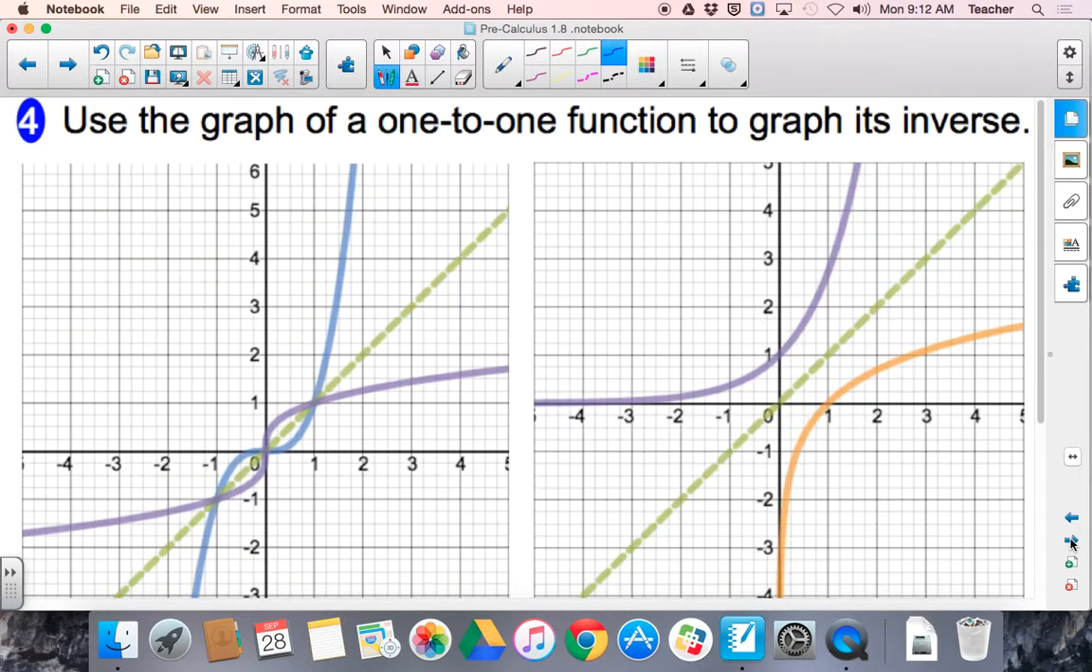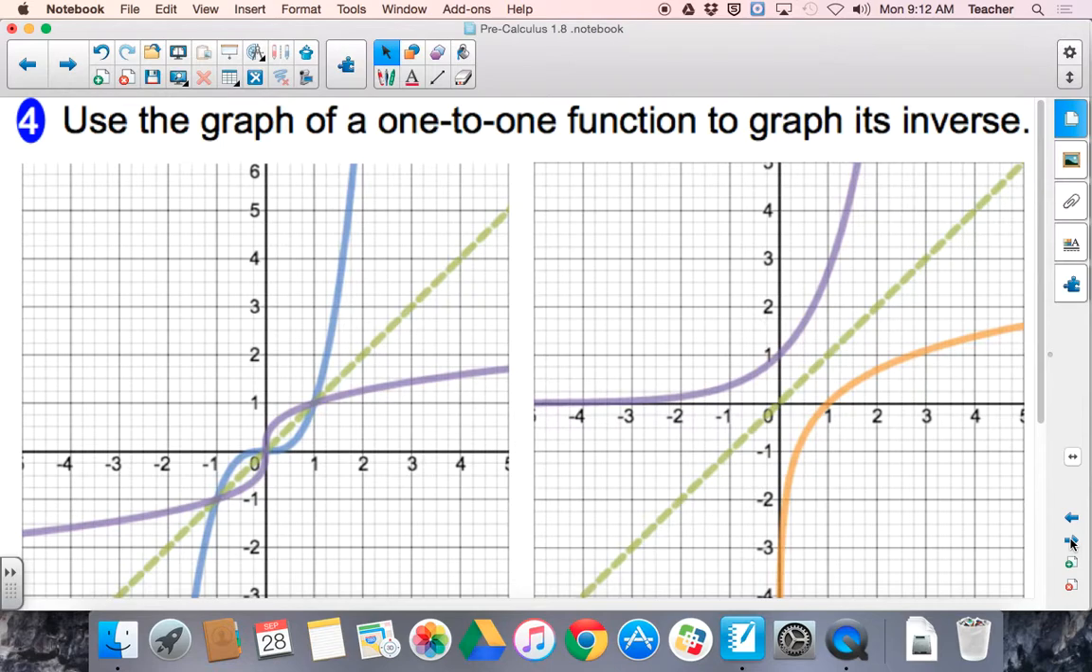Now, when you are graphing an inverse, here are just 2 examples. The one on the left is y equals x cubed and the cube root of x. And the one on the right is y equals 2 to the x and then log of x. Okay, so those are inverses of each other.